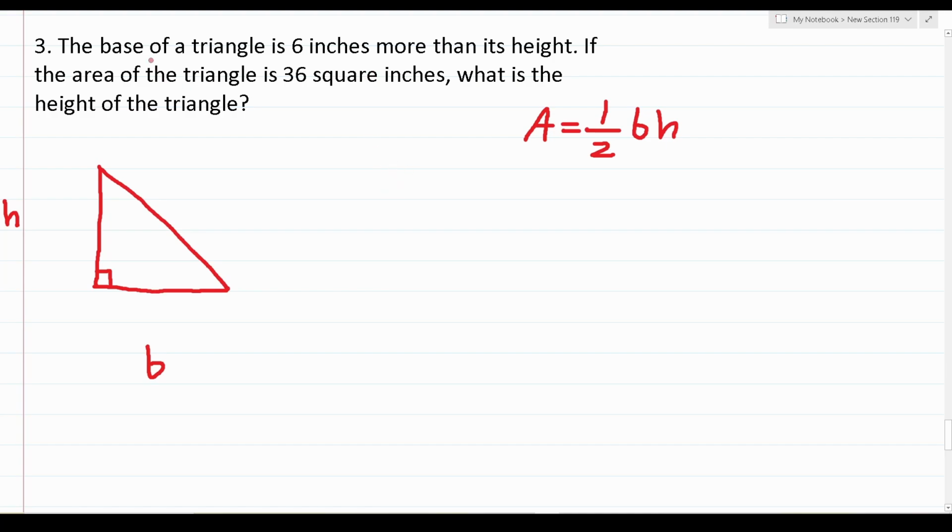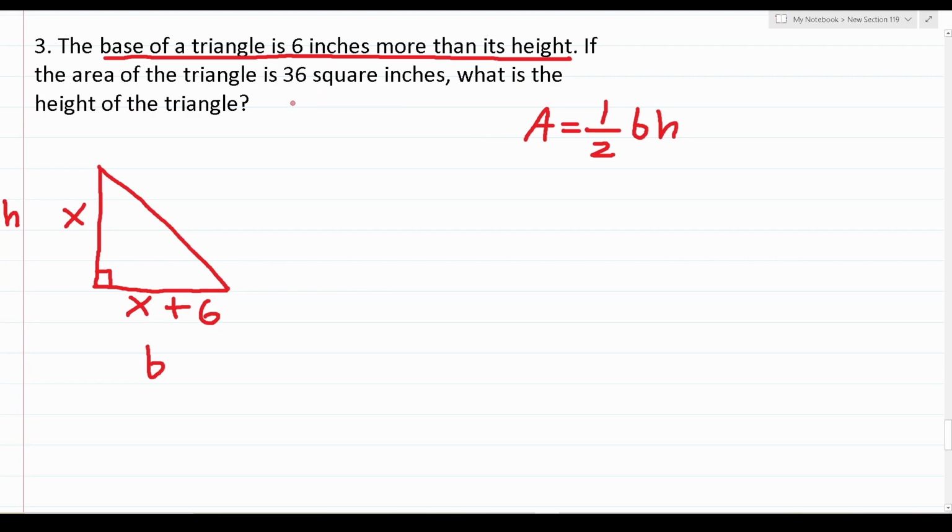Well, what's this problem say? It says the base of the triangle is 6 inches more than its height. So we don't know how high this triangle is, so it's going to be x inches high, and that means its base is going to be x plus 6 inches long. All right. So we've taken care of the visual part as well as the algebraic part. Let's go ahead and try to solve this one using this formula now.